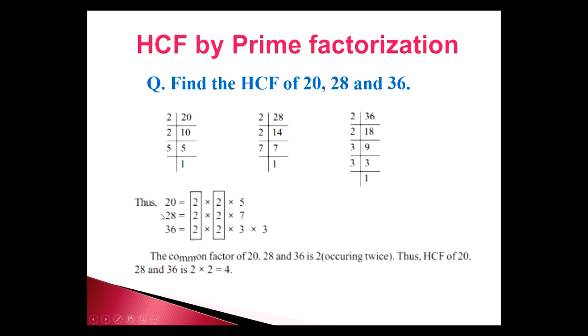So after writing all the prime factors of 20, 28 and 36, we will find out the common factors. The common factors of 20, 28 and 36 are 2 and 2, which are occurring twice here. So we will multiply the common factors, and after multiplication the HCF of 20, 28 and 36 is 2 into 2, which equals 4.